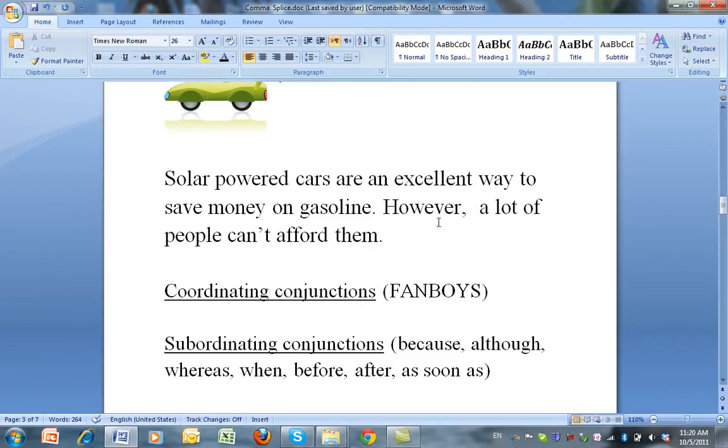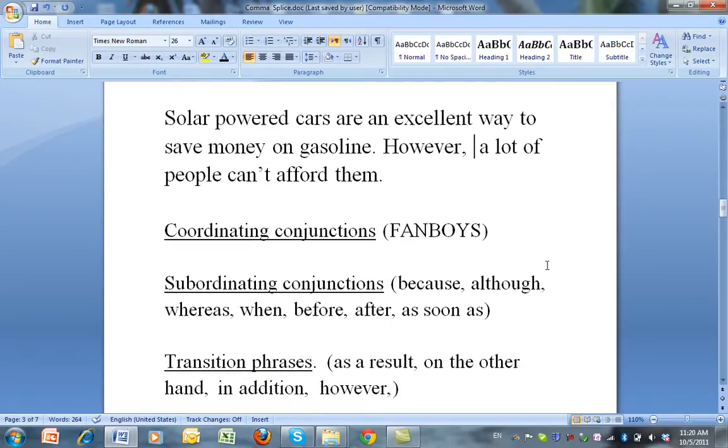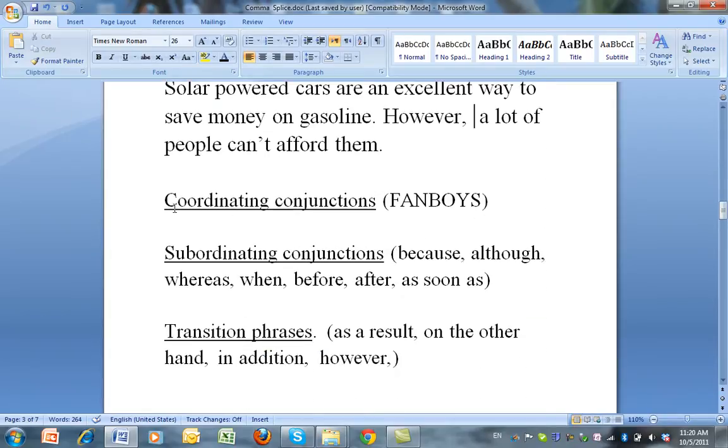Solar panel cars are great. However, a lot of people can't afford them. So when we write, we have choices. And if we choose a coordinating conjunction, a subordinating conjunction, or a transition phrase, then we need to make sure that we're following the grammatical rules of each.